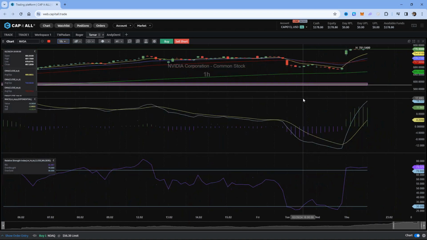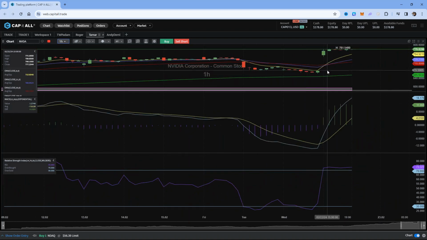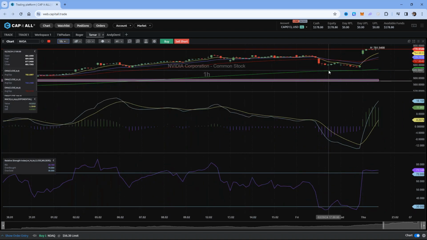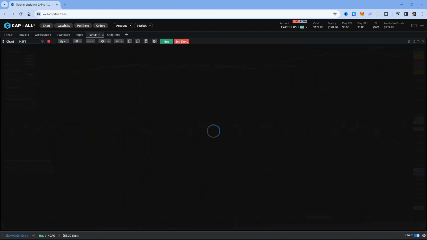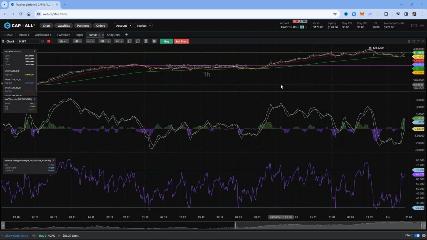Let's see if there's any gaps. Yeah, there's a clear gap there. The gap fill is around 680, so that's a really nice entry zone for me. Looking to buy around 680, it's about 100 points lower than where we are right now. Let's look at one or two more. We've got Microsoft.